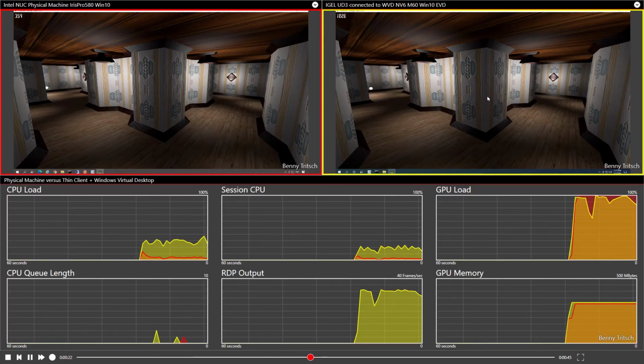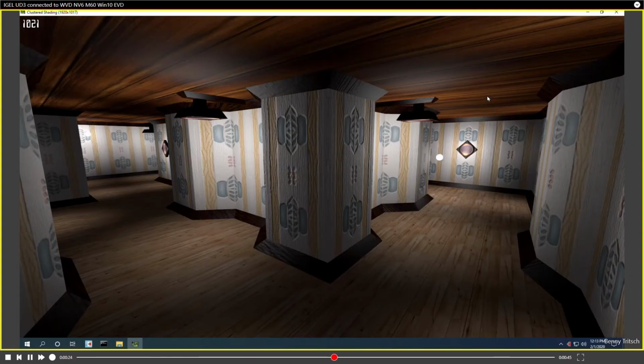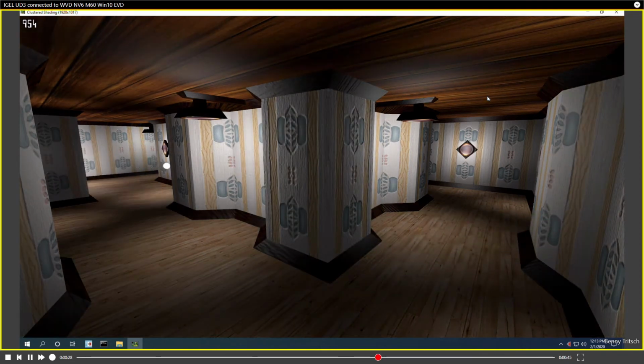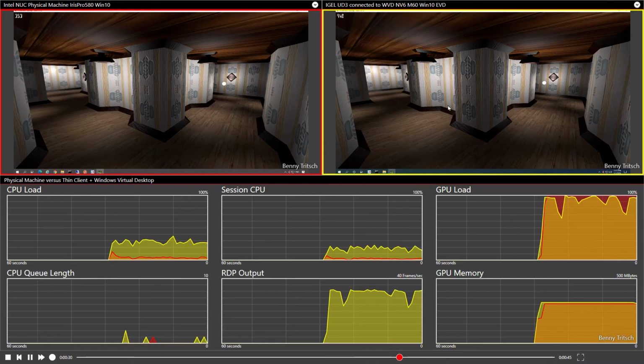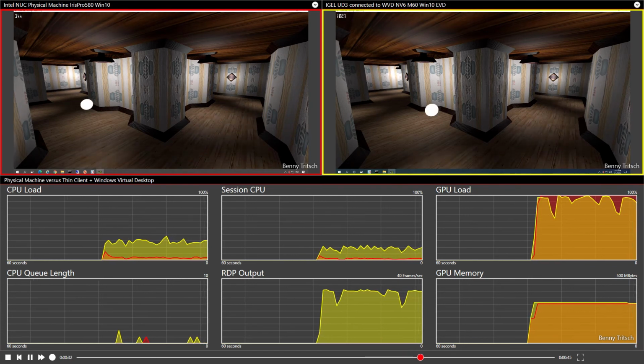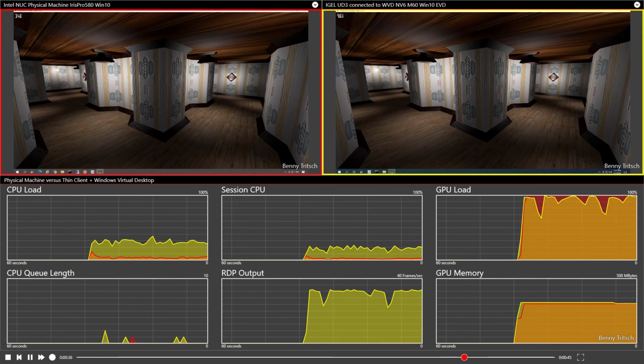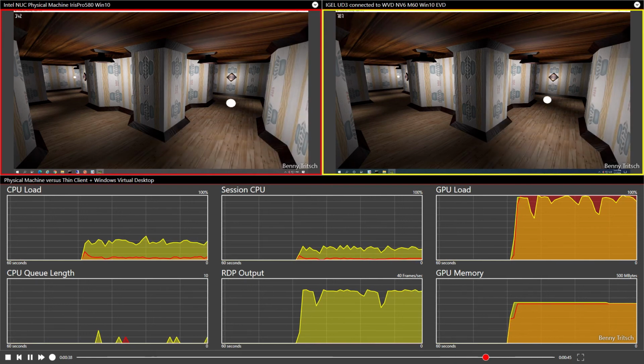For the WVD session, the protocol stack doesn't prevent the rendering at high frame rate, so we see up to 1000 frames per second. RDP delivers 30 frames per second. In this case, idle to WVD network latency doesn't really matter.